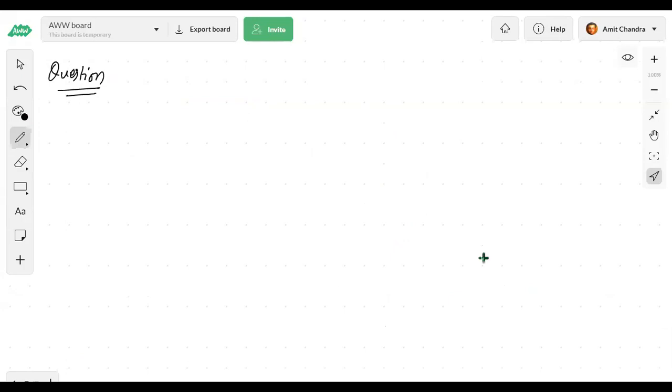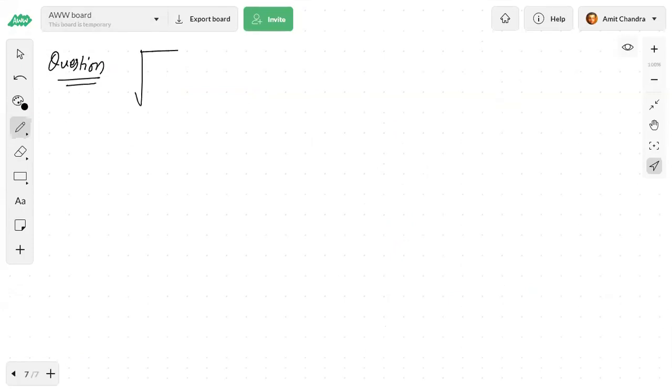Okay, now write a question. You have to prove root of (1 plus sine theta) upon (1 minus sine theta) is equal to sec theta plus tan theta. Sec theta plus tan theta.